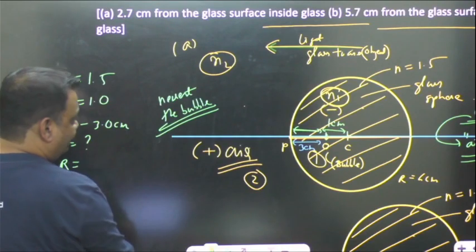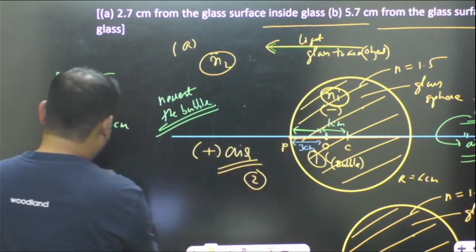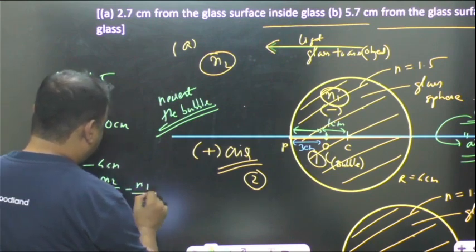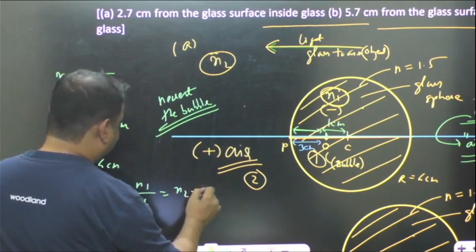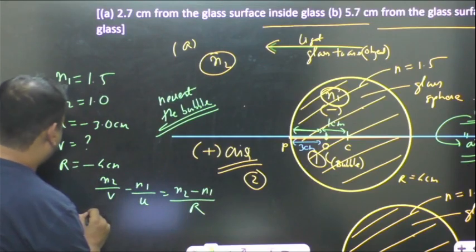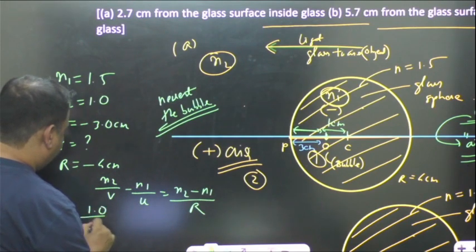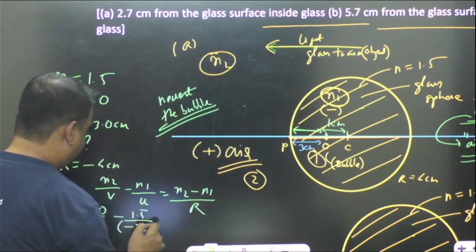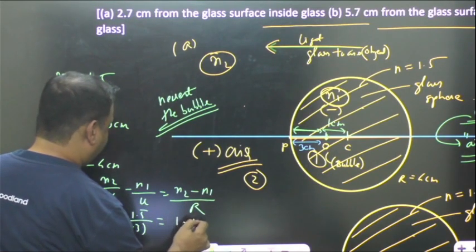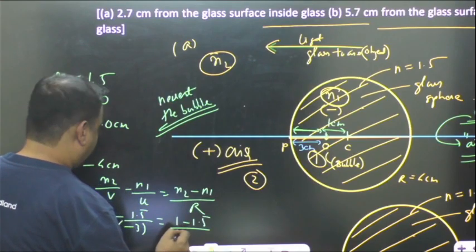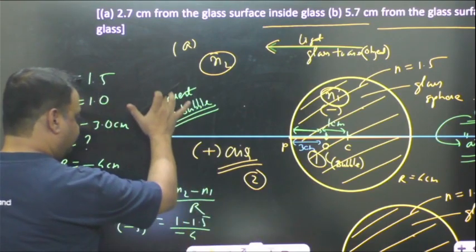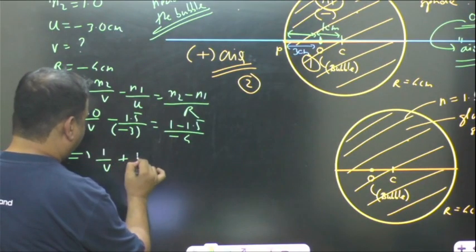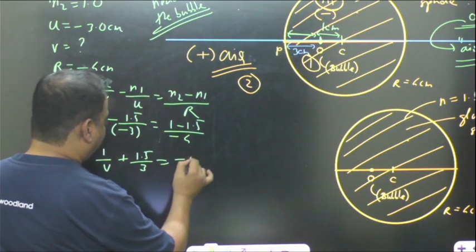And what will be the radius of curvature? The radius is on the negative side, so minus 4 centimeter. Now apply N2 by V minus N1 by U is equal to N2 minus N1 by R. So I'll get 1 by V minus 1.5 by minus 3 is equal to N2 minus N1 divided by the radius of curvature, minus 4. So you will get 1 by V plus 1.5 by 3 is equal to minus 0.5 by 4.